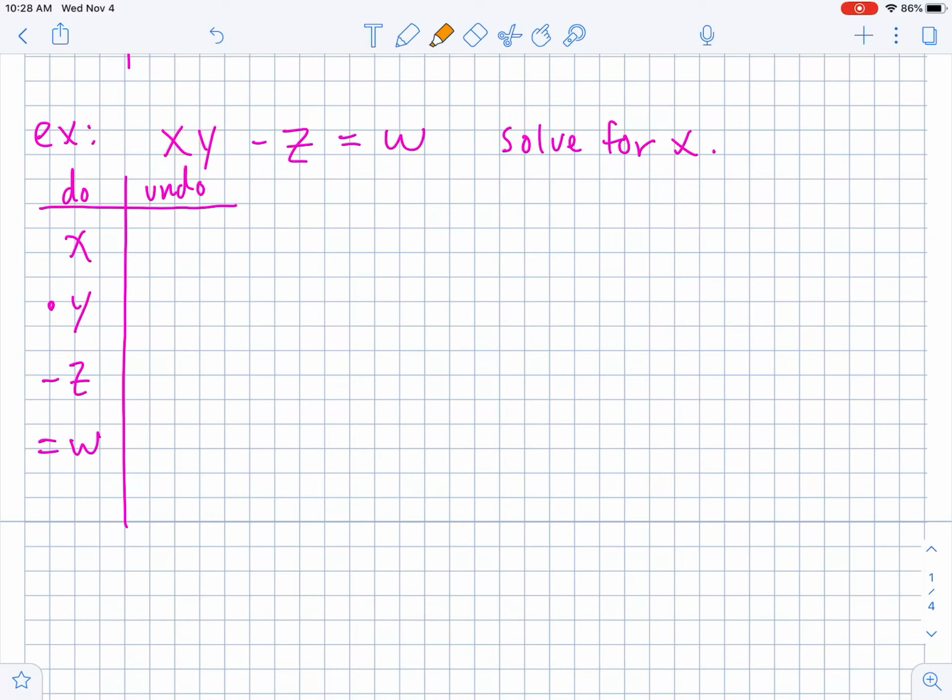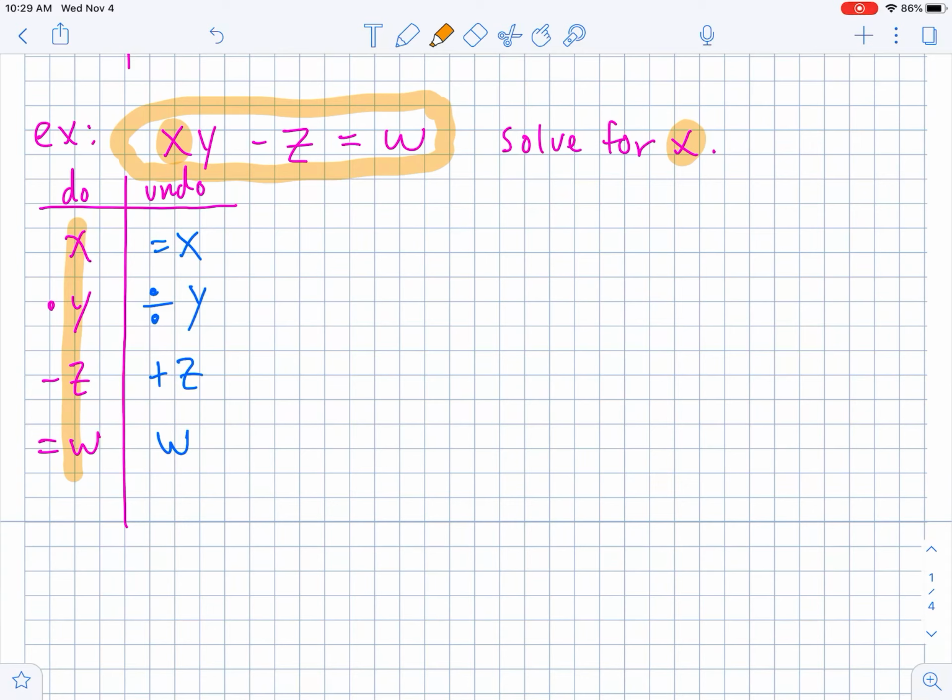Next up, xy minus z equals w. Remember that the x and the y are being multiplied together, but we don't always write the little dot in between them. If you see two letters next to each other, they're being multiplied. So we're going to solve this for x. Let's do our do-undo table, starting from the bottom. You always want to go from the bottom up with the do-undo table. First, we start with w, then do the opposite of subtract z, which is add z, then do the opposite of multiply by y, which is divide by y. And then this should be equal to x.